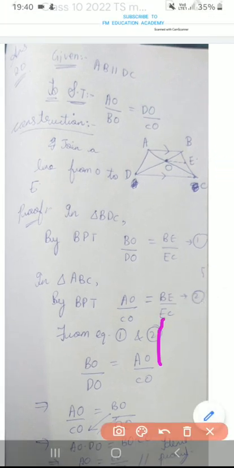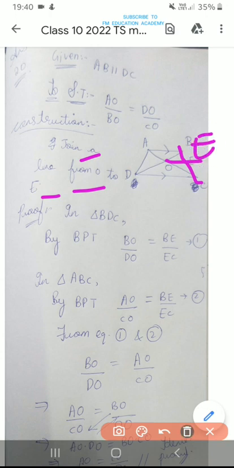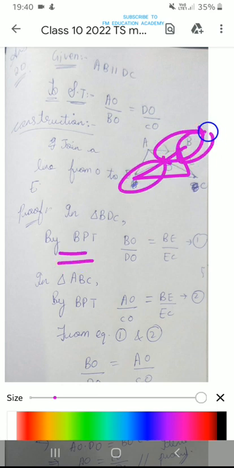So what you can do is you can join a line from O to E. Okay, that is my construction which I'll do here. I'll join a line from O to E such that it meets BC at E. Now what is my proof? In triangle BDC, I can see by BPT that BO by DO is equal to BE by EC.